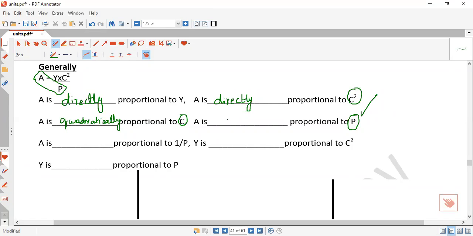Directly, no. Yes, Umaima. A is how proportional to P? Inversely. Inversely proportional to P. Okay, Tamur, A is how proportional to 1 over P? Sir, directly. I gave the wrong answer for the previous one. Correct.